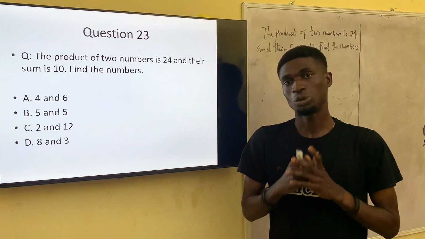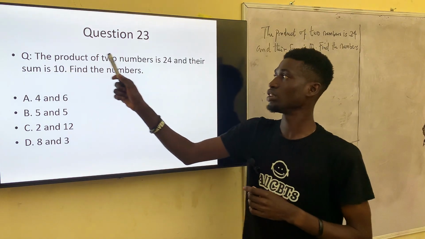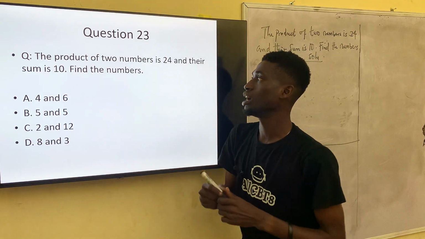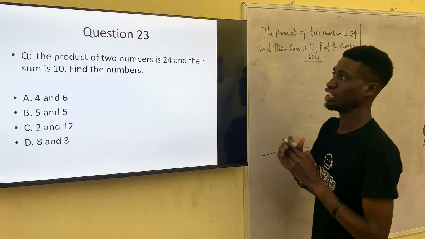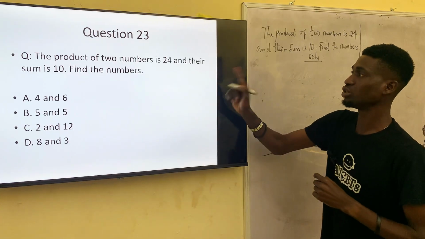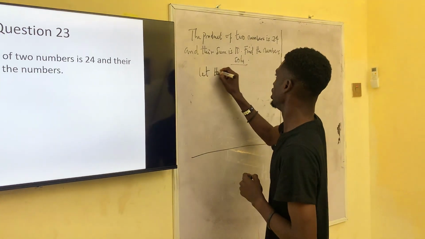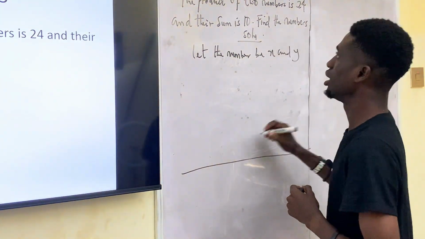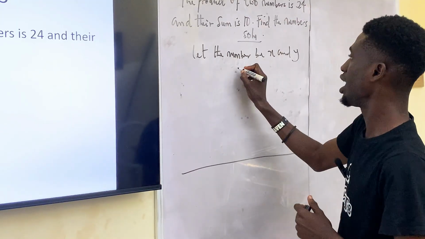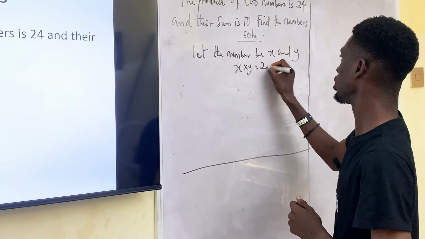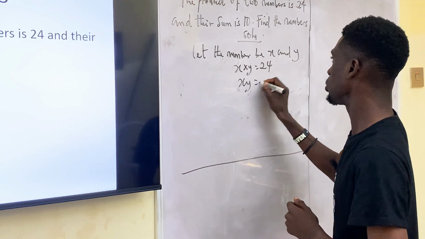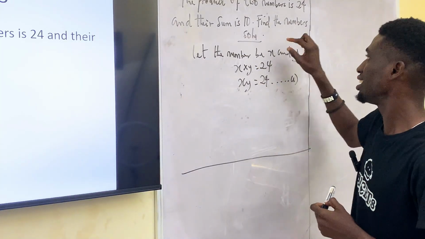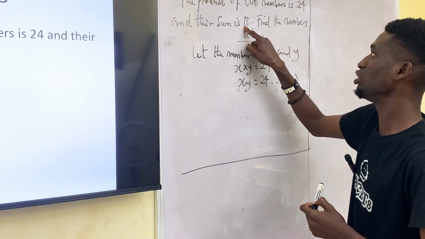This is another question frequently asked, which states that the product of two numbers is 24 and their sum is 10. Find the numbers. Now, let's expatiate it well. The product of two numbers is 24. So let the numbers be x and y. That means x multiplied by y equals 24, which is xy equals 24. This is equation 1. And their sum, meaning that when you add these numbers together, is going to give you 10.